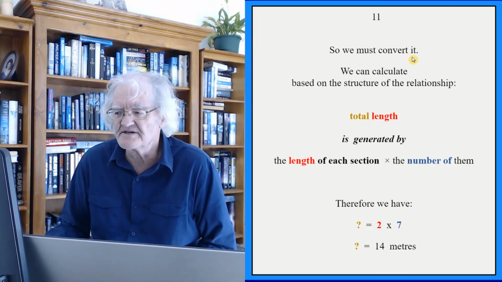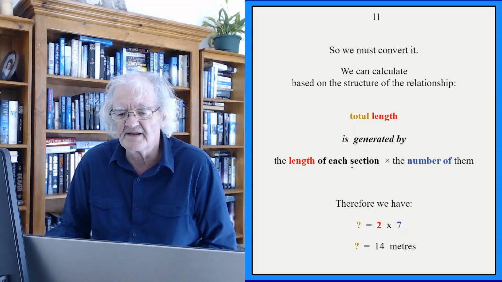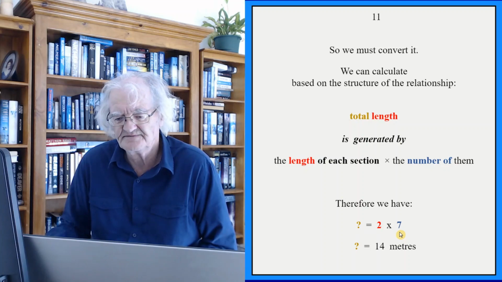So we must convert the 7. We convert it based on the nature of the relationship. Total length is related to the number of panels. The total length is generated by multiplying the length of each section by the number of sections. Therefore, we have the calculation. The missing length is the individual length multiplied by what we now know we need, 7 panels. So the length of the fence will be 14 metres.